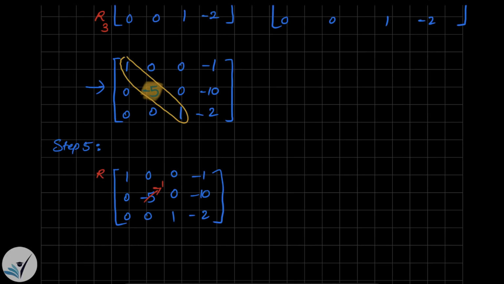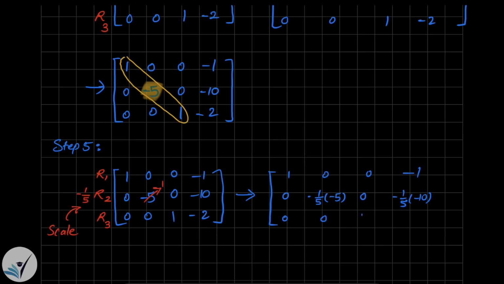I don't need to change anything on the first row and the third row. So on the second row, I need to multiply the second row by -1/5. So let's go ahead and apply this operation. And by the way, this operation is a scaling. So I have 1, 0, 0, and -1. On the first row and the second row, I have 0, -1/5 times -5, 0, -1/5 times -10. The last row remains unchanged. So I have 0, 0, 1, -2.